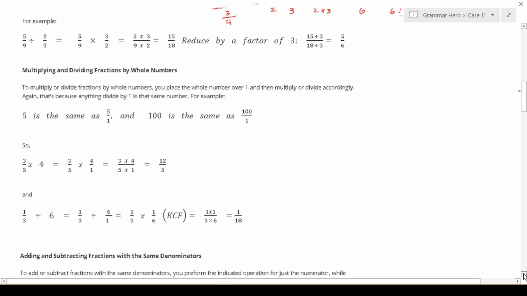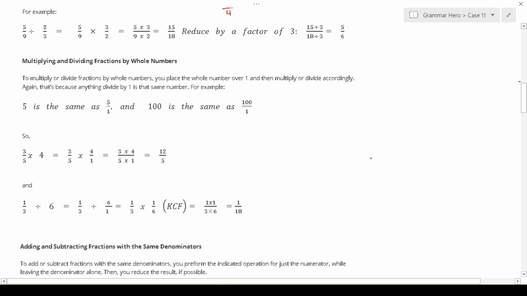So let's talk about what happens when you multiply and divide fractions by whole numbers. To multiply and divide fractions by whole numbers, you simply turn the whole number into a fraction by placing it over 1. So for example, the whole number 5 is the same as 5/1, and 100 is the same as 100/1. If you were to put 100/1 in a calculator, it would just be 100. Again, anything multiplied or divided by 1 is itself. So using this, we can actually work with whole numbers and fractions.